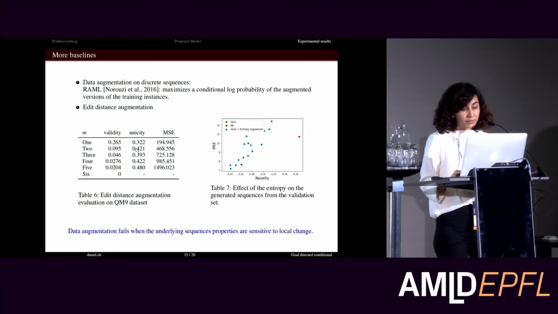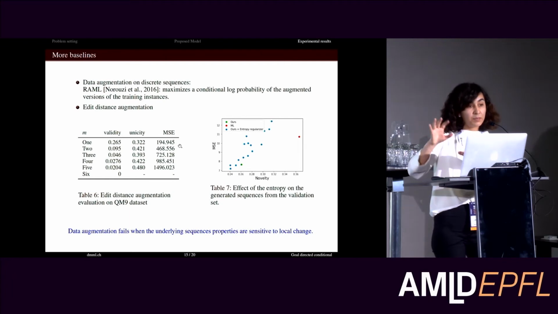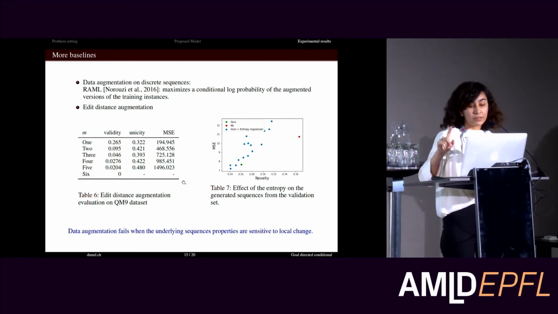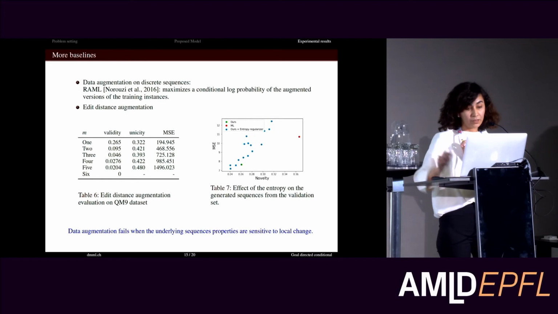So we did a bit of statistics, and it was actually true. If you do 6 edit distance on QM9, you get like 0 valid molecules, and the MSE between the original molecule and the molecule you get, the property, is changed, like they have a really big difference. So we say that this kind of approach doesn't work on a data set where your data is very sensitive to local change. But the model we propose works in this case.